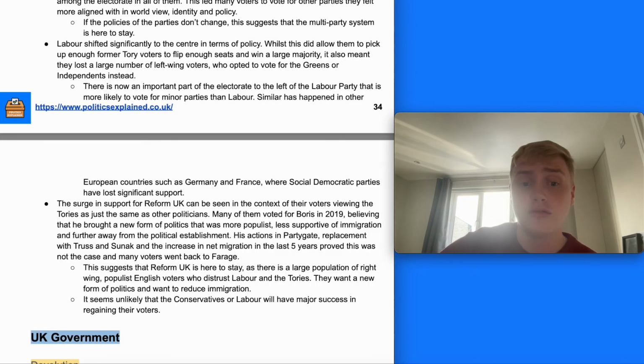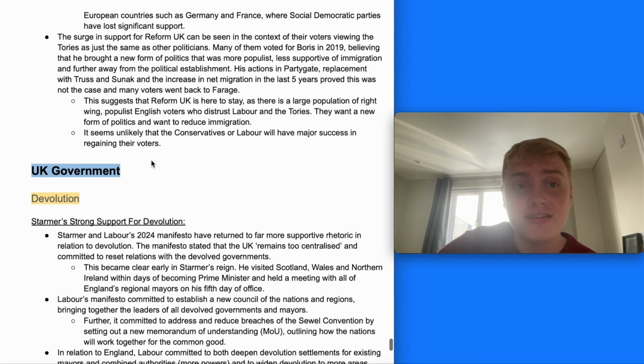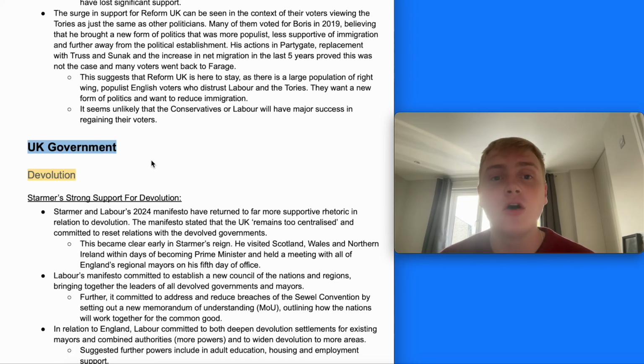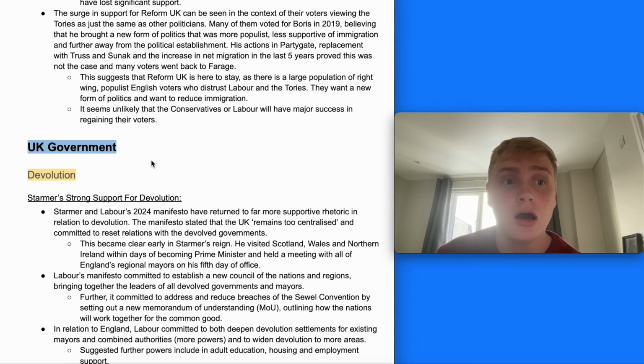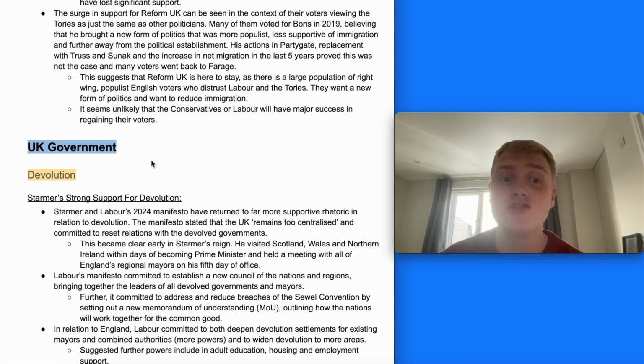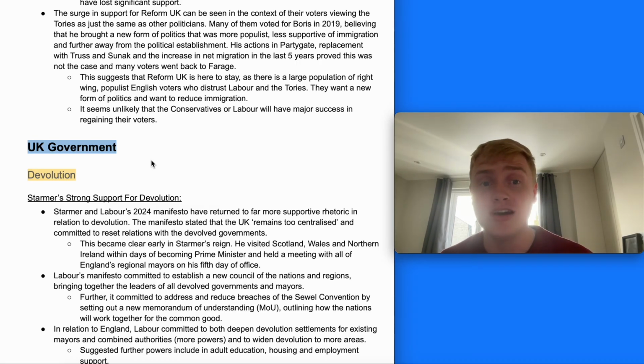The surge in support for Reform UK can also be seen in the context of their voters viewing the Tories as just the same as other politicians and other political parties. Many of them voted for Boris in 2019, believing that he brought a new form of politics that was more populist, less supportive of immigration, and further away from the political establishment. His actions in Partygate, replacement with Truss and Sunak, and the increase in net migration in the last 5 years prove that this was not the case, and many voters went back to Farage.